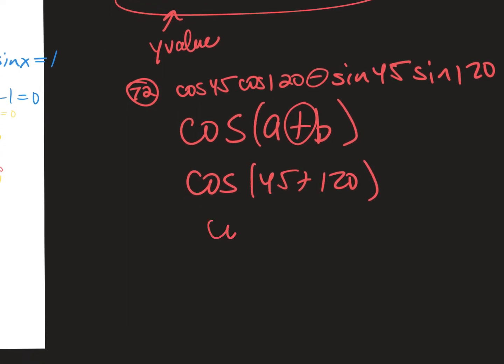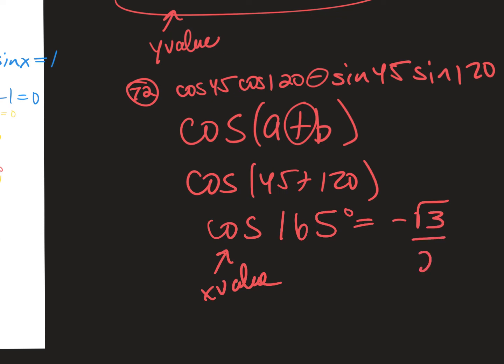What's 45 and 120? 165. Cosine of 165. Is 165 on your unit circle? Yes or no? Yes. Cosine is what value? X value. So what's the X value at 165? Negative square root of 3 over 2. You guys agree? You guys agree?